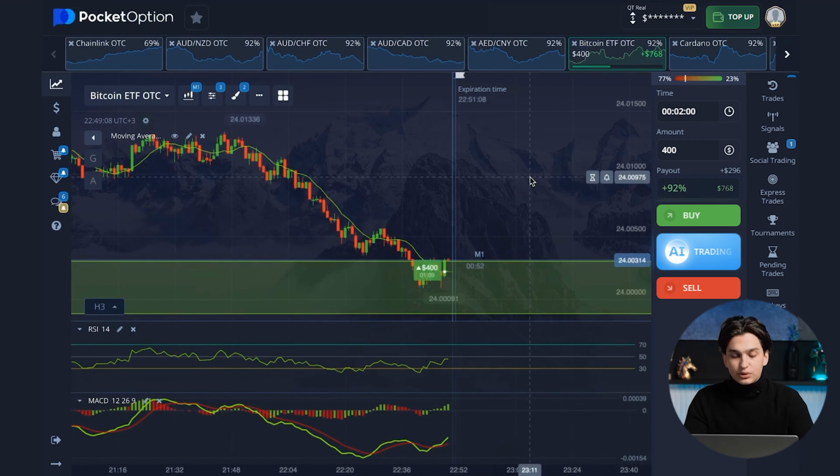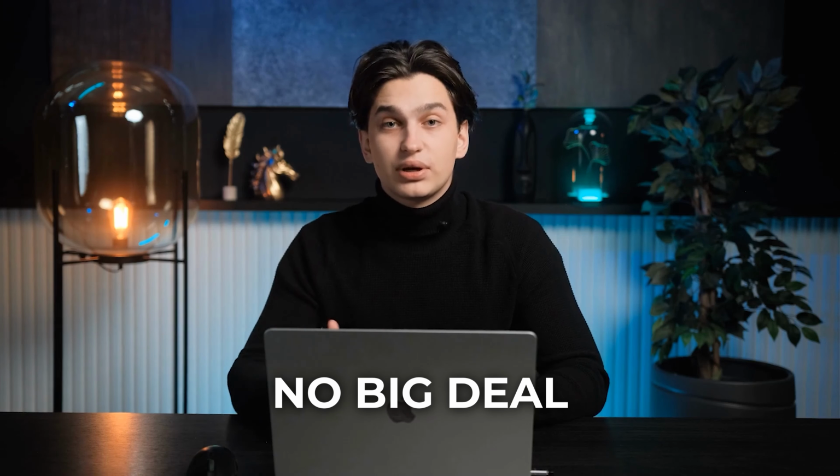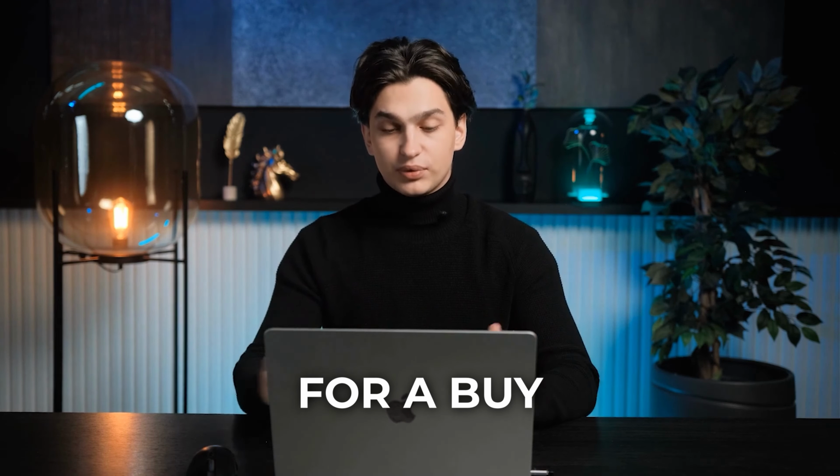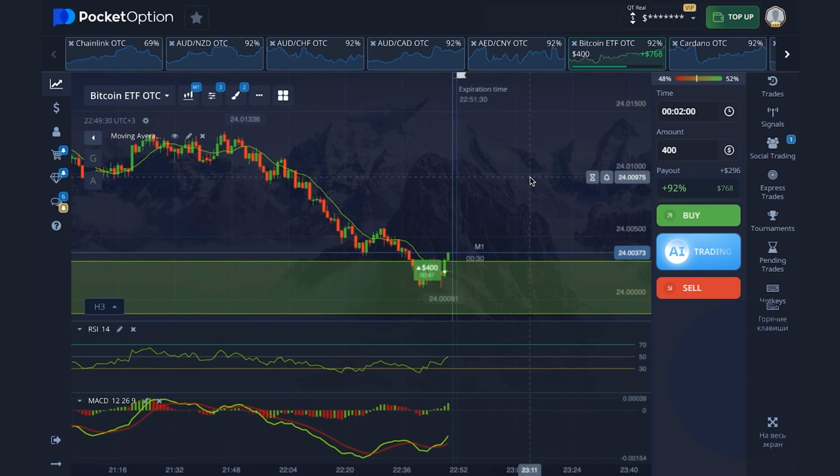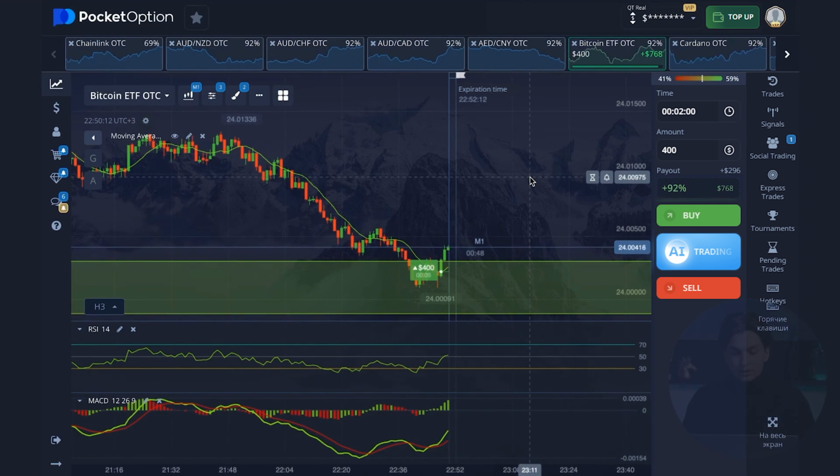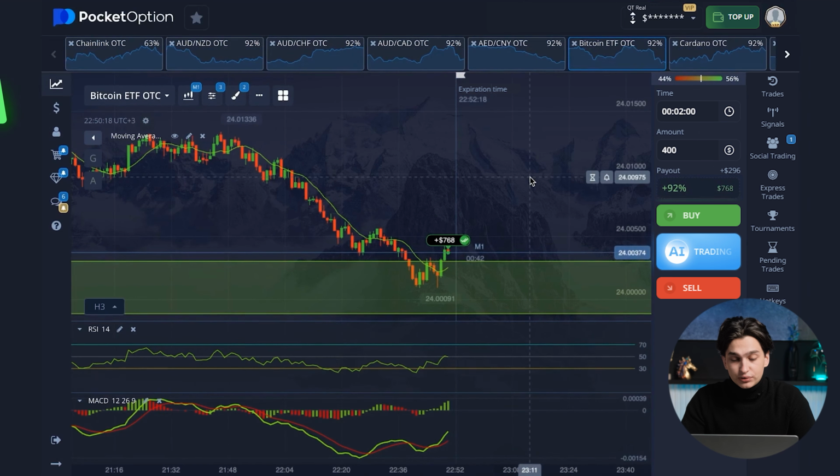Of course, this is not so when we see two signals on the indicators, even if they were a little earlier, then it's okay. The most important thing is that the general pattern basically looks like a buy. Let's wait for the results of our trade. Once again, our trade closed in profit and we made 768.